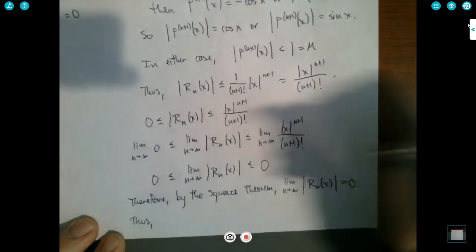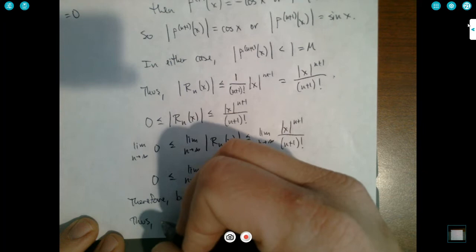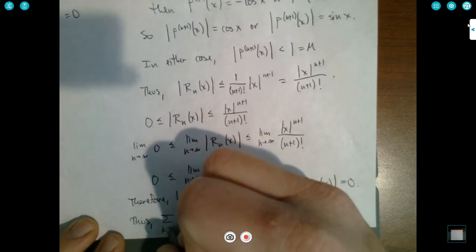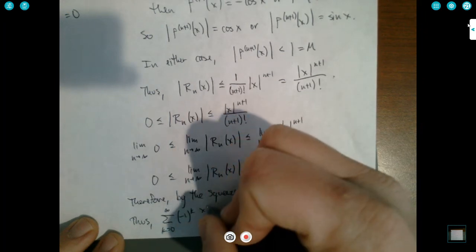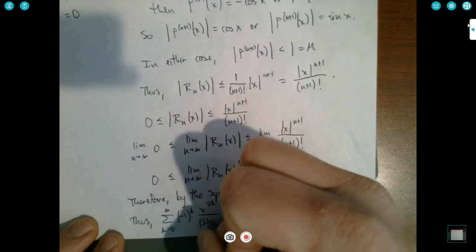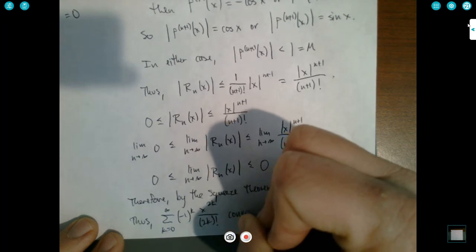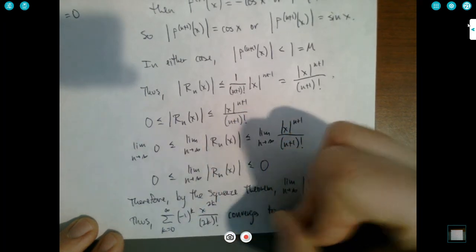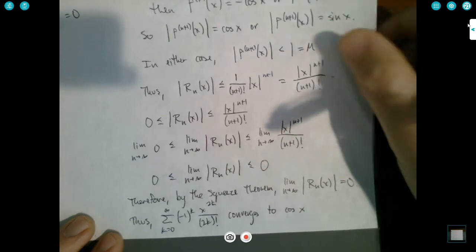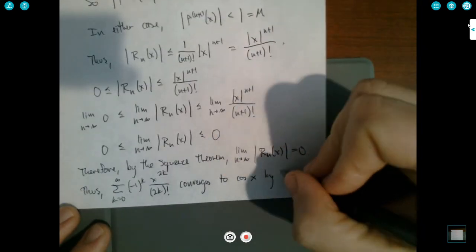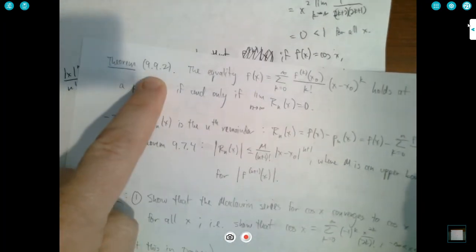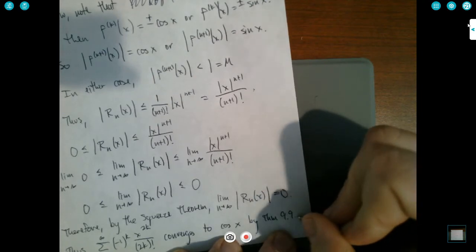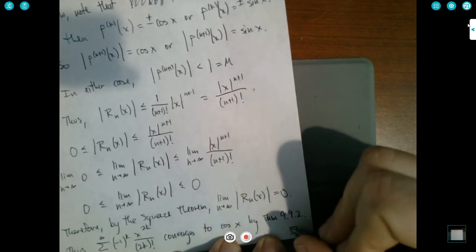So thus, the sum from k equals 0 to infinity of (-1)^k times x^(2k) over (2k) factorial converges to cosine x by theorem 9.9.2. Okay, and that's the end of the proof.